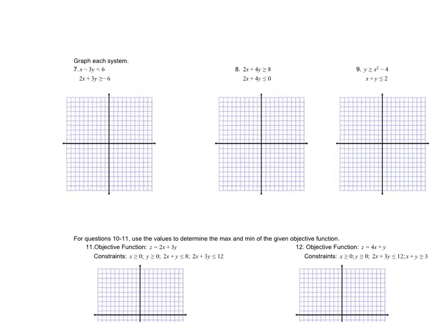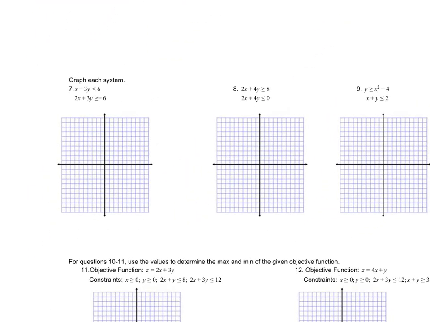All right, graph each system. So look at both of these in y equals mx plus b form. So minus x, so we get negative 3y is less than negative x plus 6. We're dividing by a negative, so be very careful. So my first equation is y is greater than positive 1 over 3x, because there's a 1 in front of that x, over negative 2.